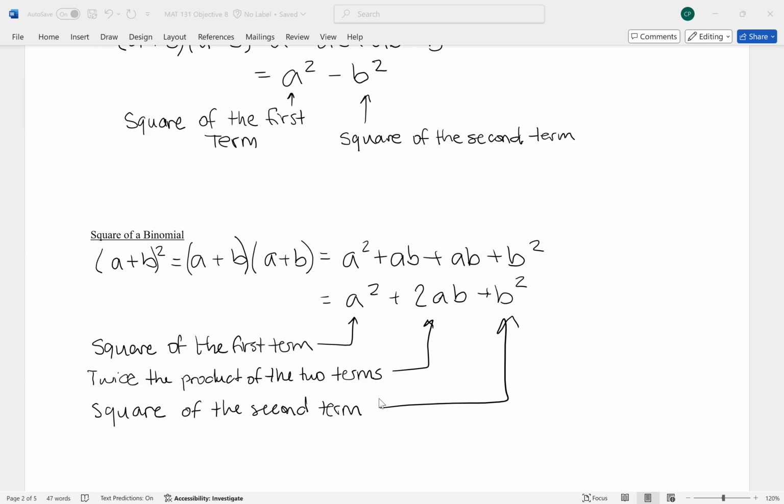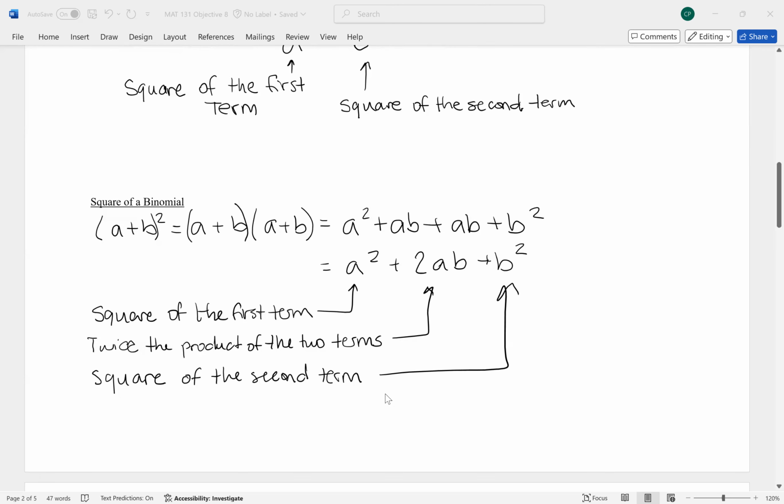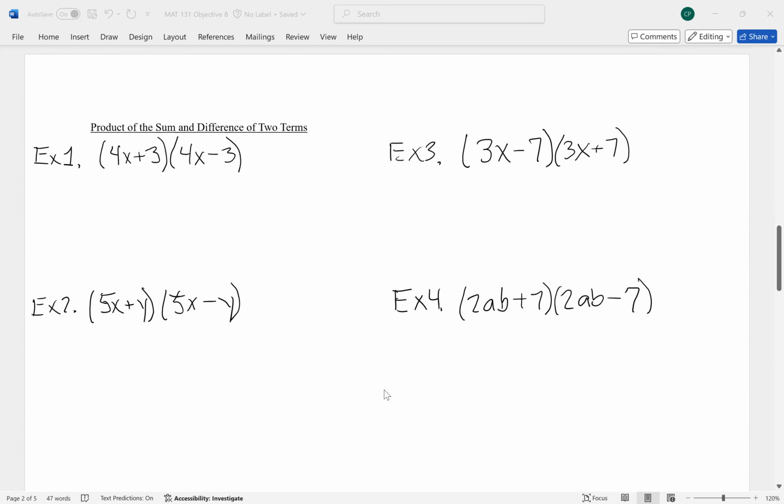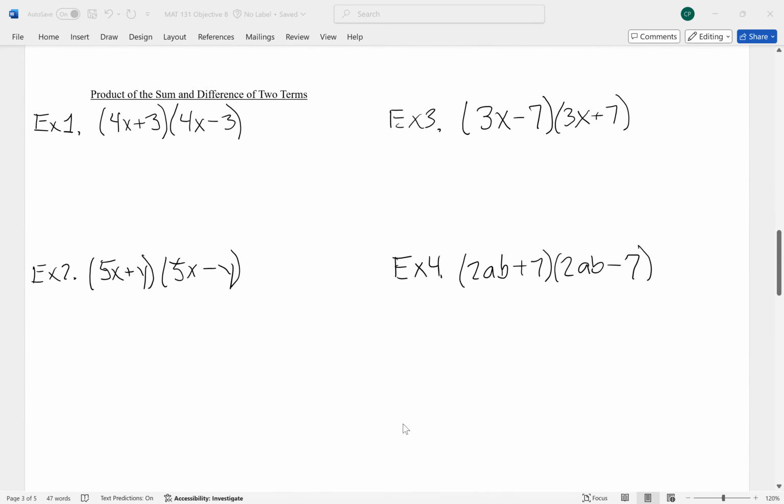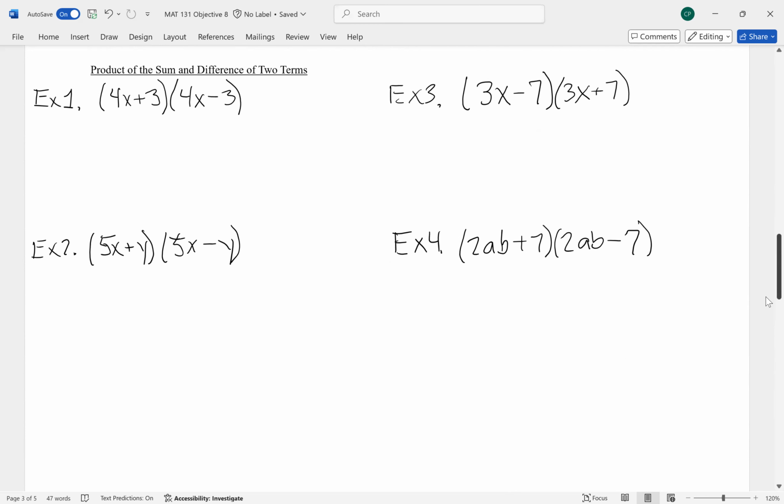So let's try to use those shortcuts to see how they work. Again, you don't necessarily have to use these shortcuts. These are an option. If you want to just do the FOIL and be on the safe side to make sure that you get it right every time, if you feel like when you try to do it this way you don't get it right, but if you just follow the full steps you get it right every time, by all means, keep doing the FOIL, okay?